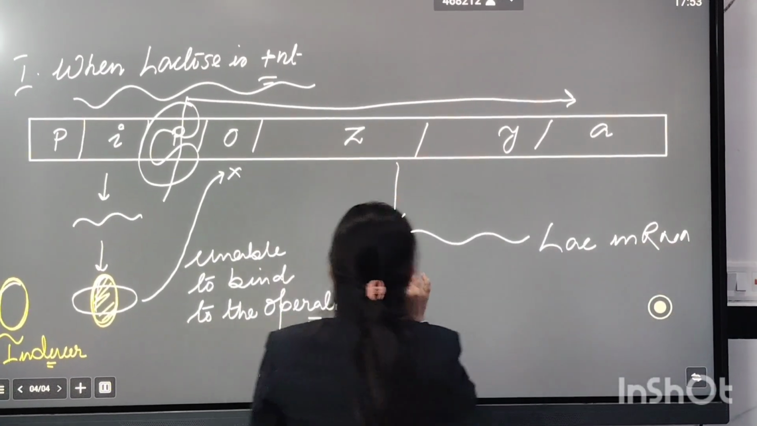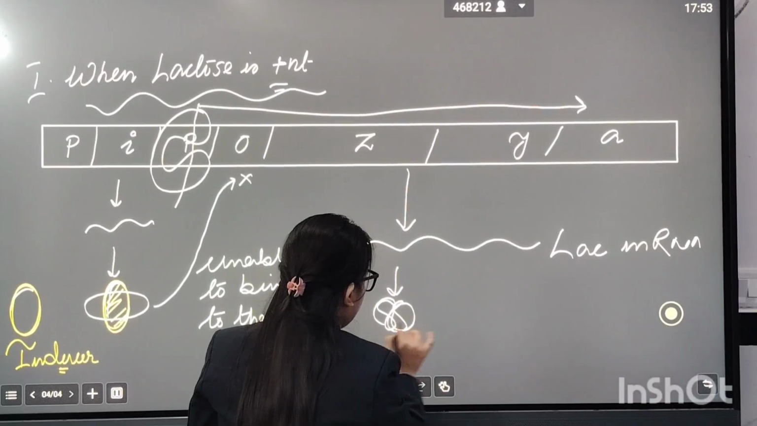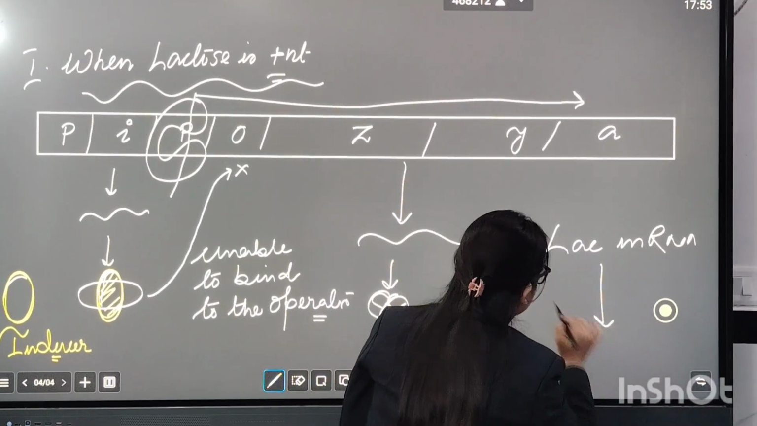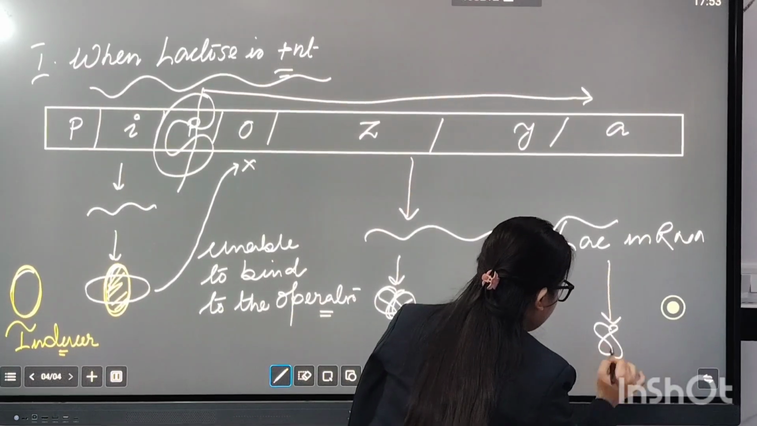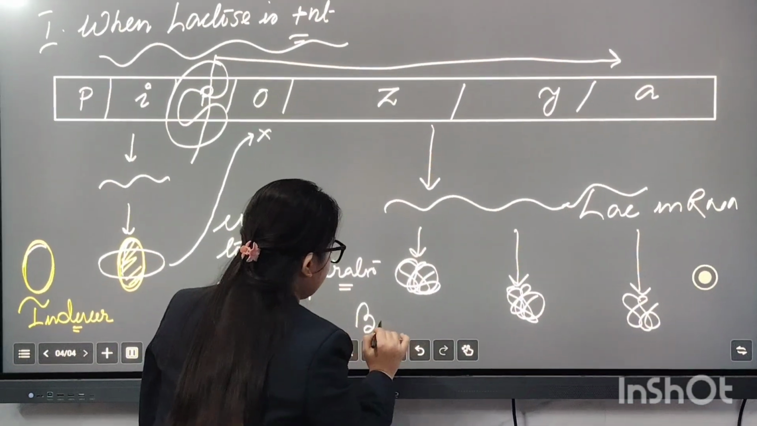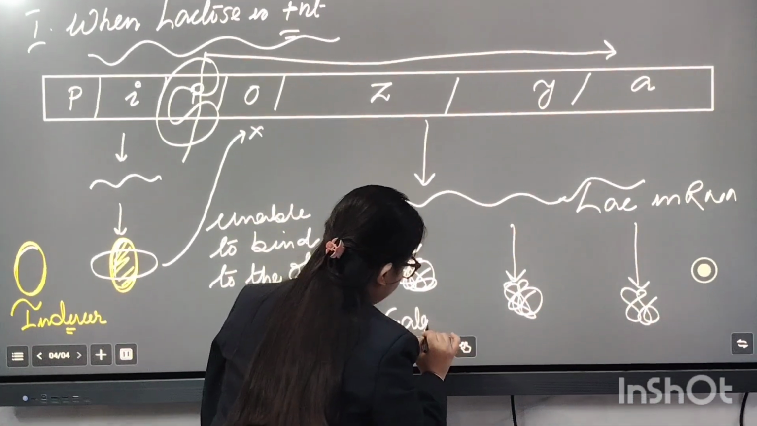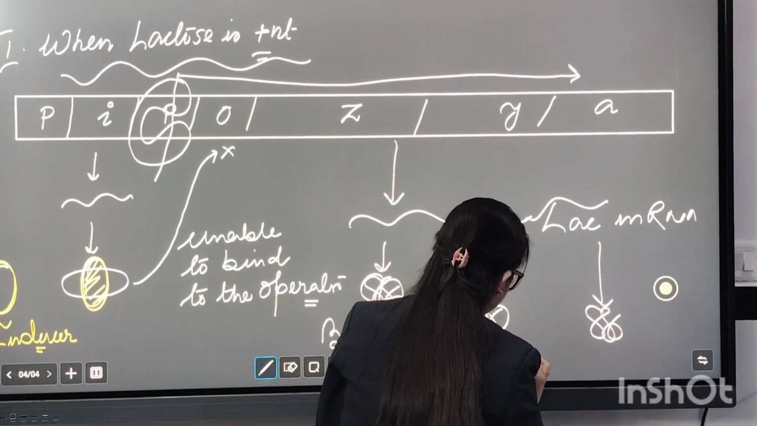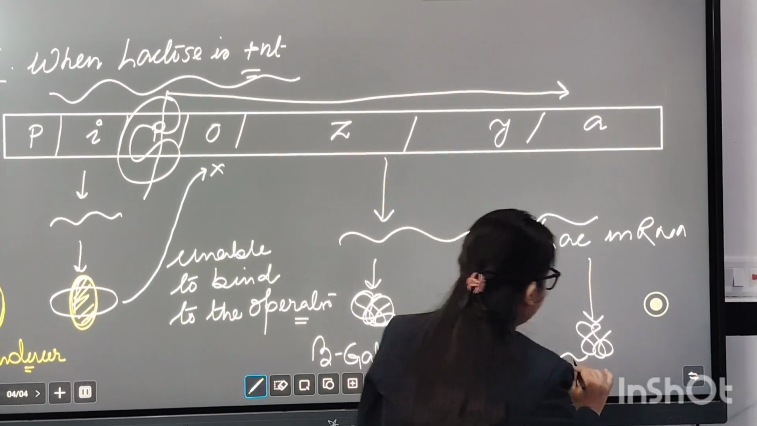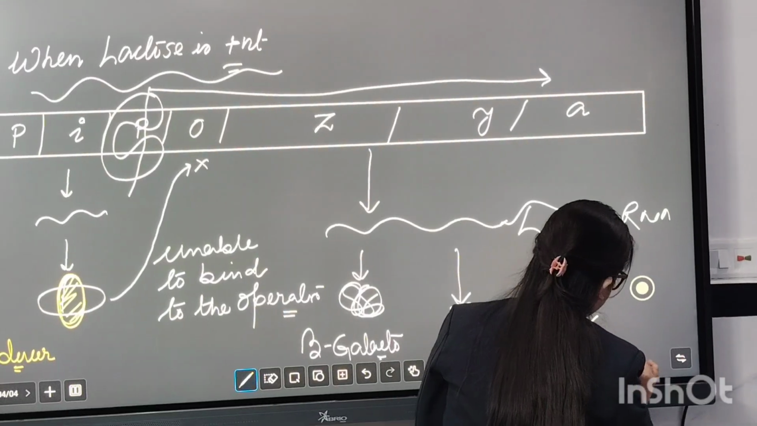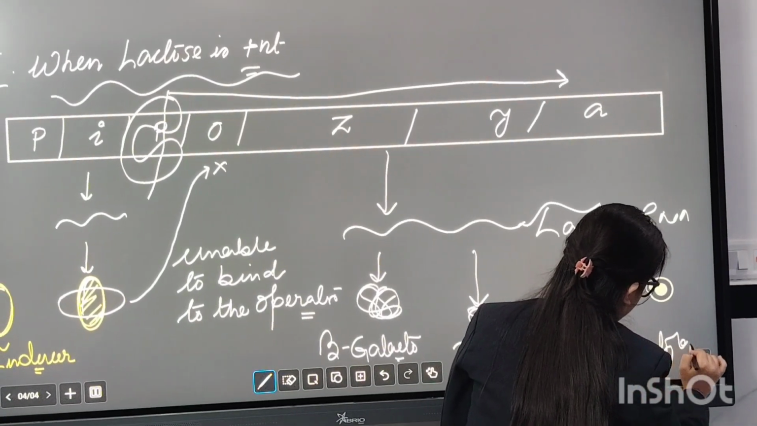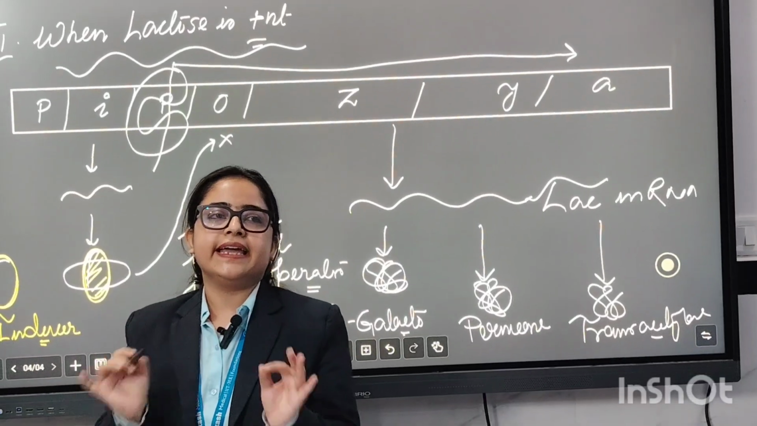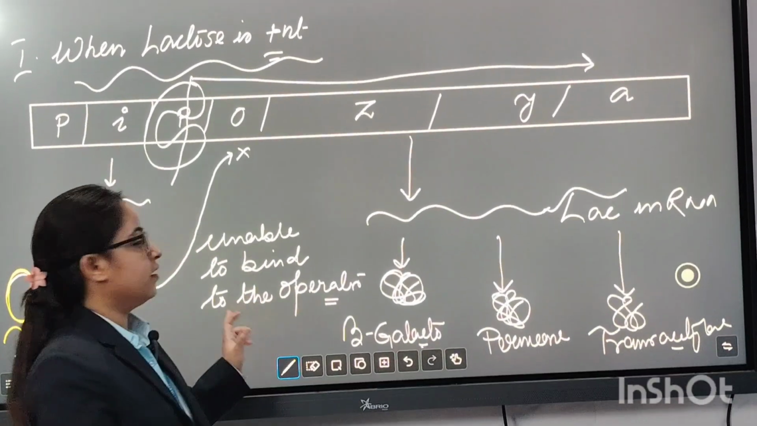From the structural genes, beta-galactosidase, permease, and trans-acetylase will form, which will break down the lactose into glucose and galactose.